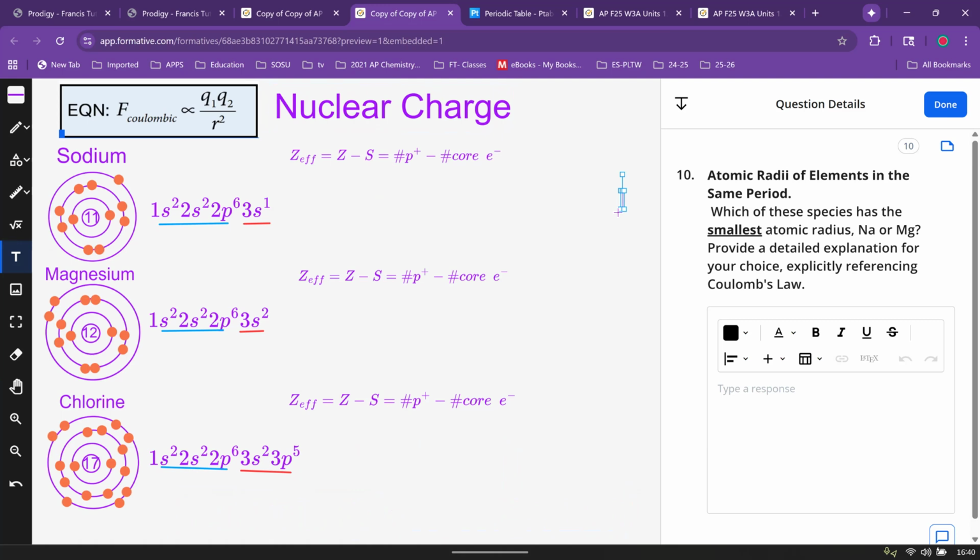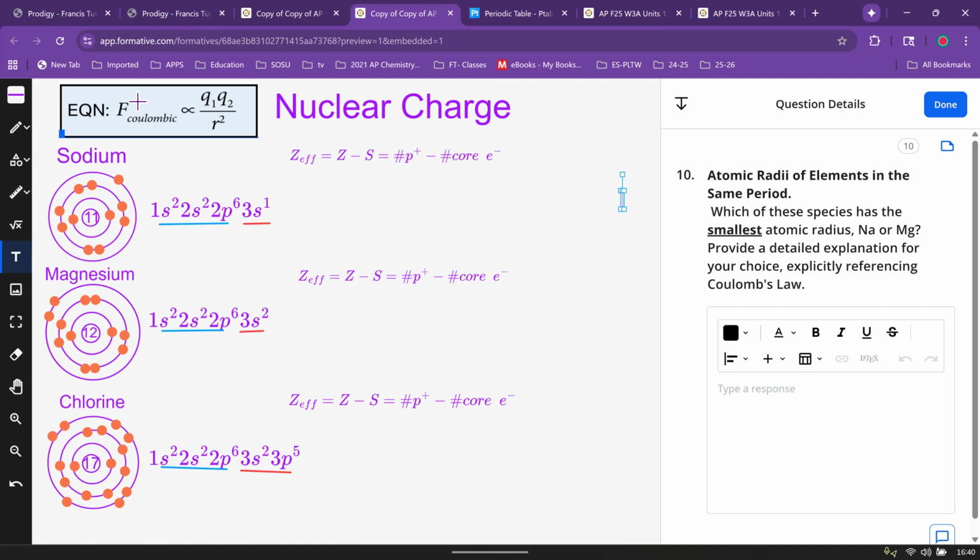All right. And so we look at sodium, and we see, first of all, that each of these atoms have the same number of energy levels. They each have 3 energy levels. We can see that in the Bohr model. We can see that in the electron configuration. And so we're not going to consider radius here as far as Coulomb's law, but the force of attraction between the nucleus and the valence electrons is going to affect the radius.